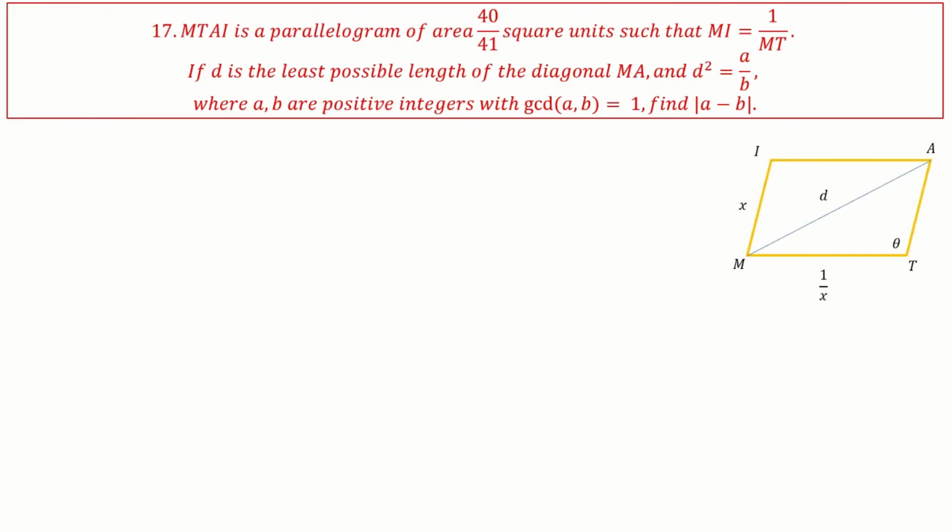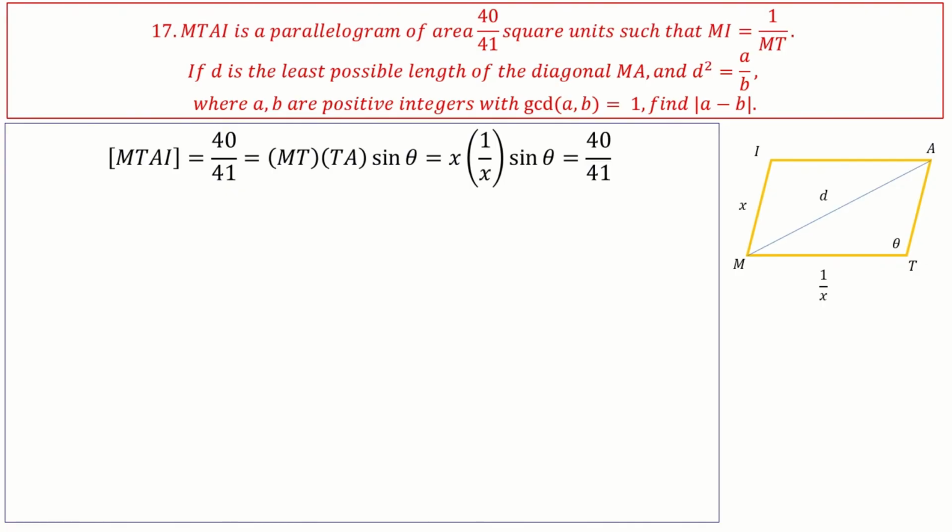So first thing is draw the diagram. You will understand everything easily. This is my MTAI. Let's call MI as x, then MT will be 1 by x, because MI equals 1 by MT. Now let's call this angle theta. What I want is that d square should be minimum, or d should be the minimum value. The value of this d square in the form of a real number, then what is that a by b. That's all. So let's do it.